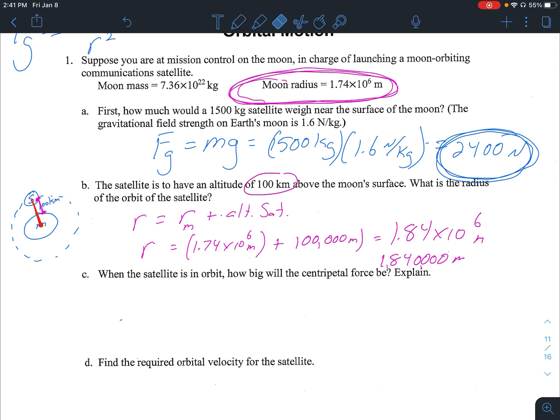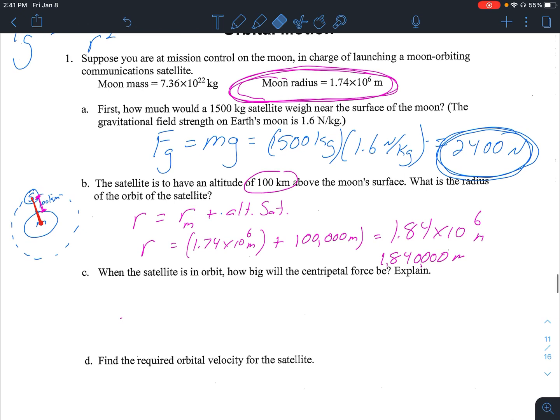And it says explain. So the explanation part comes in saying, all right, looking at the scenario, there's only one force: the force that the moon is pulling the satellite towards itself, towards the center of the moon. So that is the only force there. That is its gravitational force, and it's also the centripetal force. We mentioned Newton's second law, net force, in a force diagram. Since we do have circular motion here, the satellite is moving in a circle.